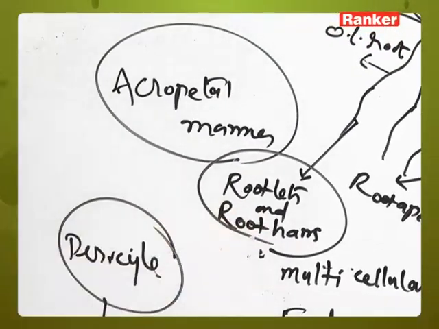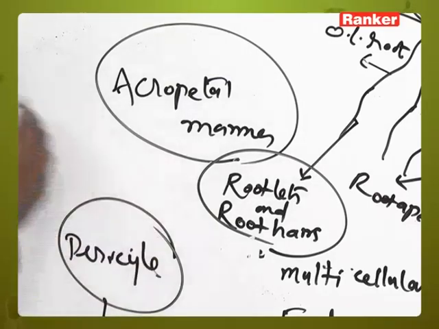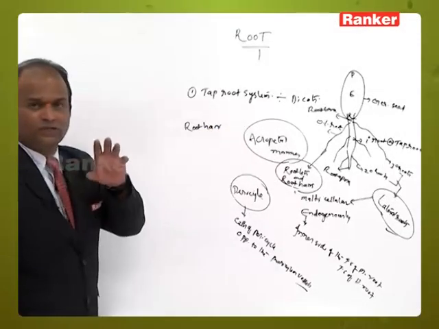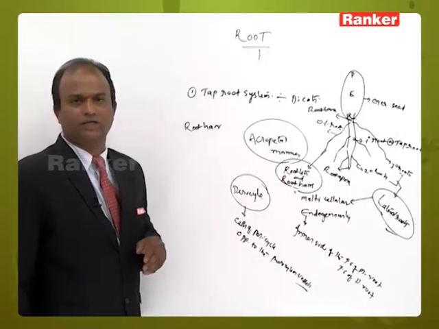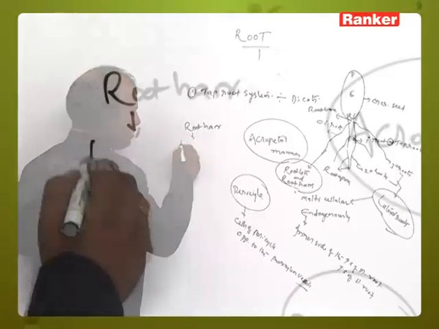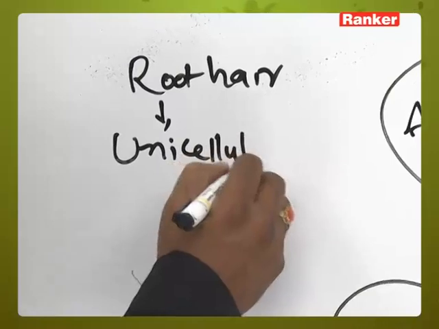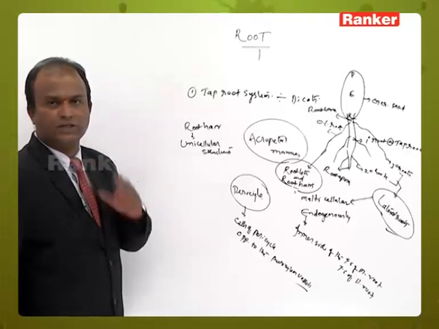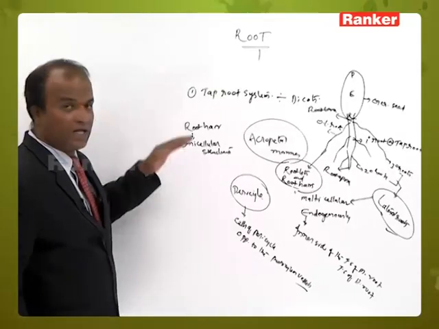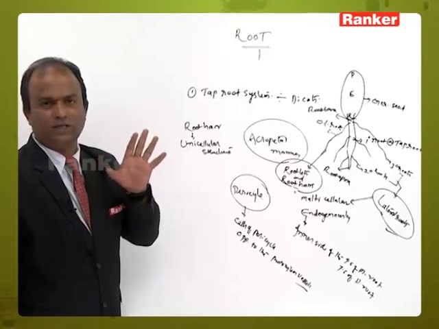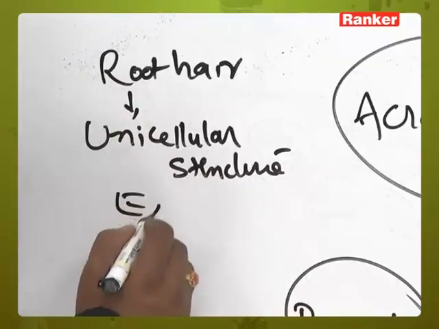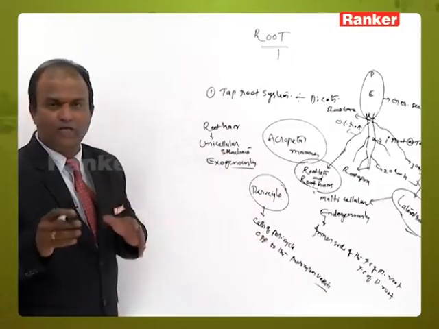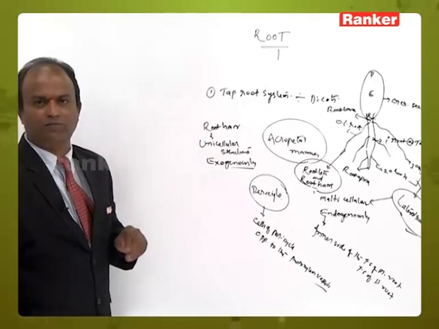What is the function of the root hairs? Is a root hair a unicellular structure or a multicellular structure? Root hair is a unicellular structure. Do these root hairs develop exogenously or endogenously? They develop exogenously. Can you tell me the difference between lateral roots and root hairs?